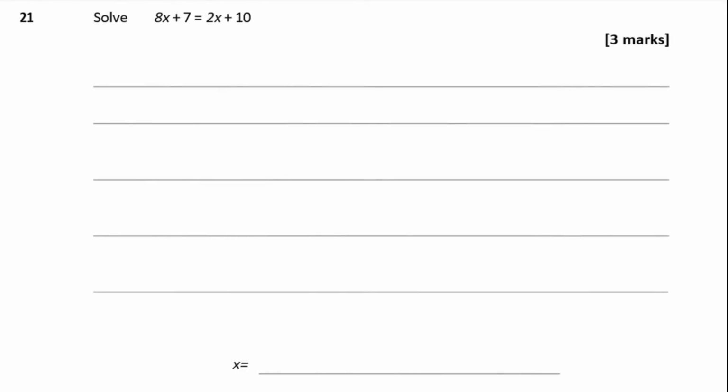Solve 8x plus 7 is equal to 2x plus 10. I'm just going to write it again down here so I've got a bit more space. 8x plus 7 is equal to 2x plus 10. So this is a linear equation, unknowns on both sides, considered one of the harder types. So first step is to try and reduce the complexity of your equation. Now you notice I've got x's on both sides. I've got 8x and 2x.